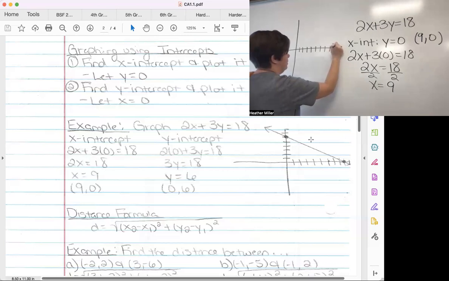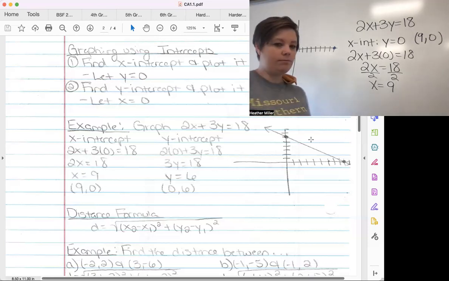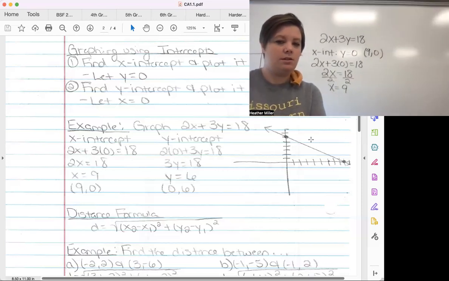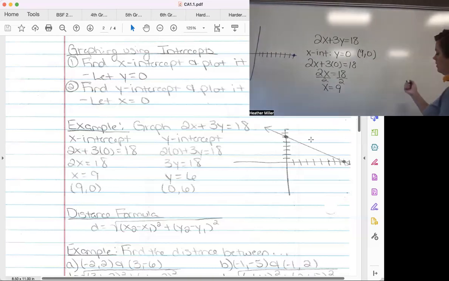(9, 0). There's my x-intercept. So we're halfway graphed, I guess you would say. Let me angle out a little bit so you can see the y-intercept.